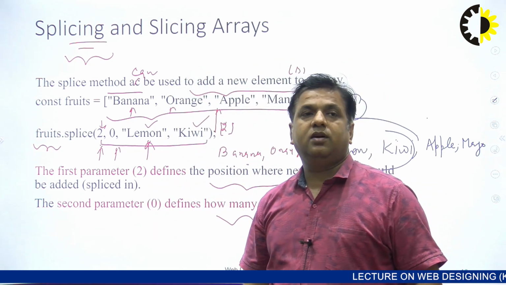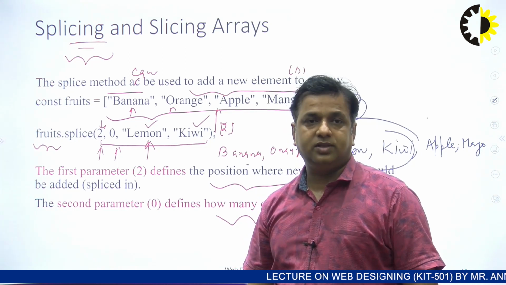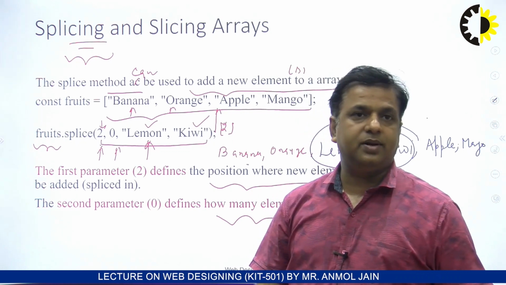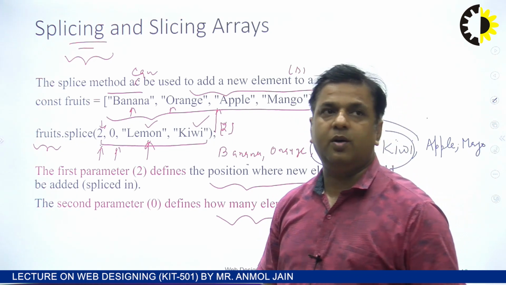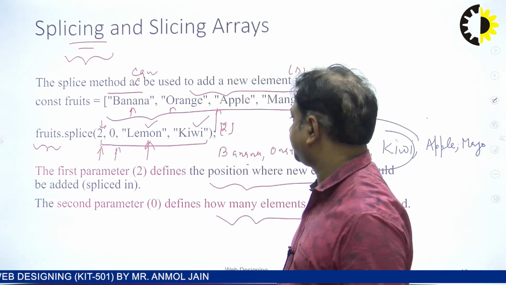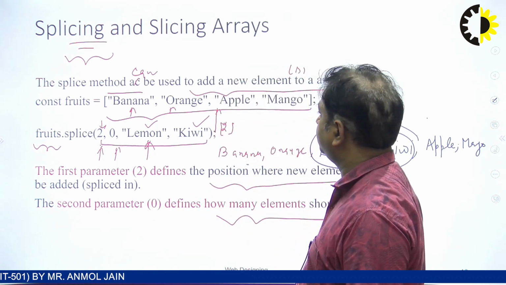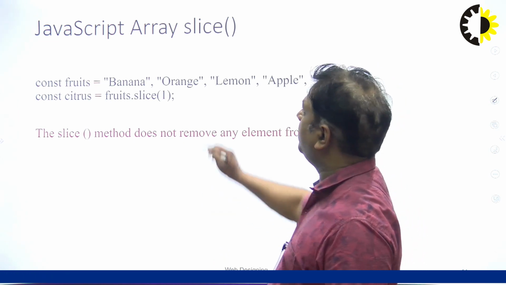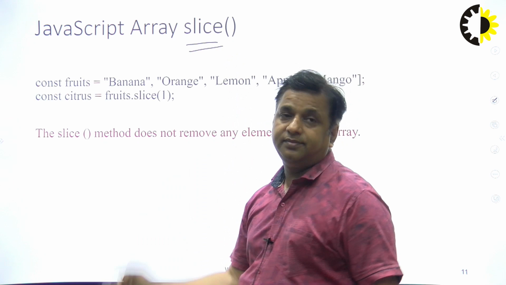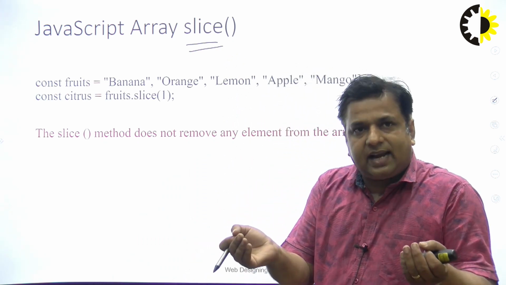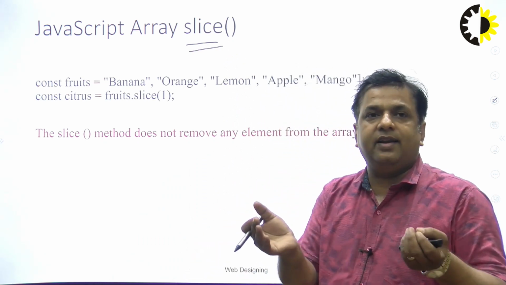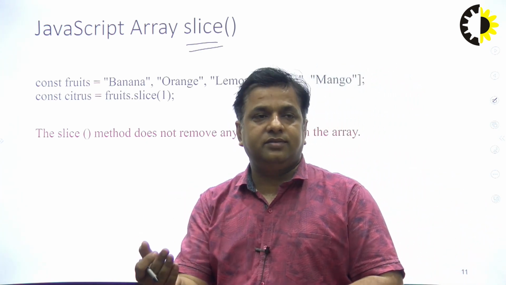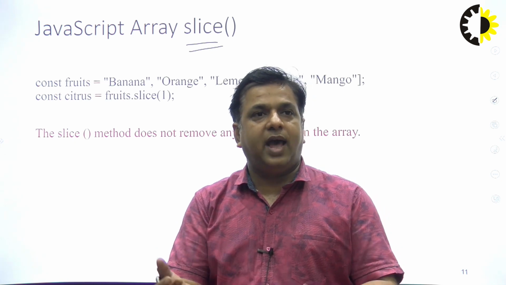So this is the importance of the splice method, because it has more advantage as compared to the push operation, pop operation, shift operation and unshift operation, right? In contrast to the splice method, we have one more method, that's the slice method. That means I want to extract certain strings or certain elements from the array. In splice I want to insert, but in slice I want to extract.